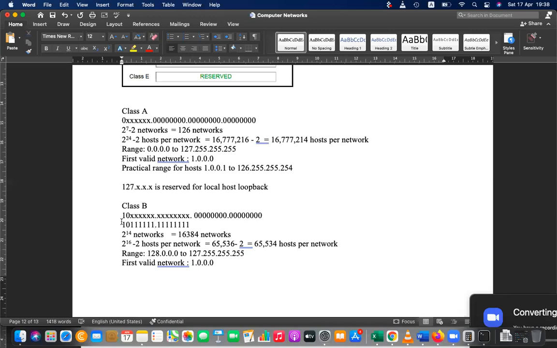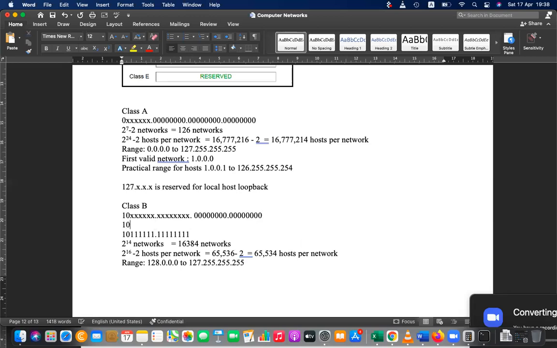The range will be 128. So the starting value will be this one. This is the start. This is the network part, and the host part you can make 0. Here also you can go to the maximum. Okay, this is the minimum and maximum.